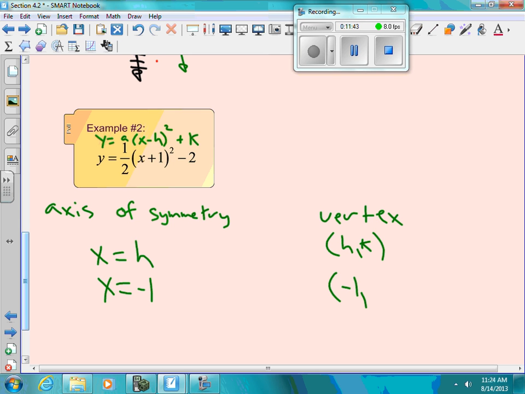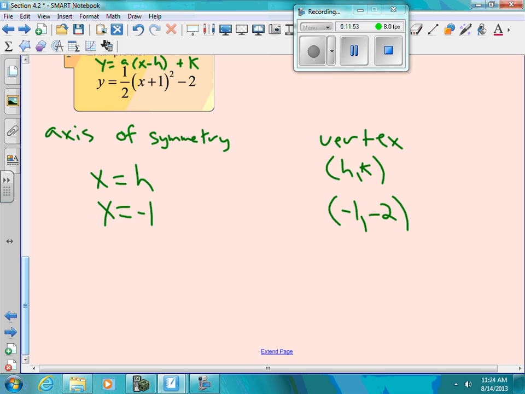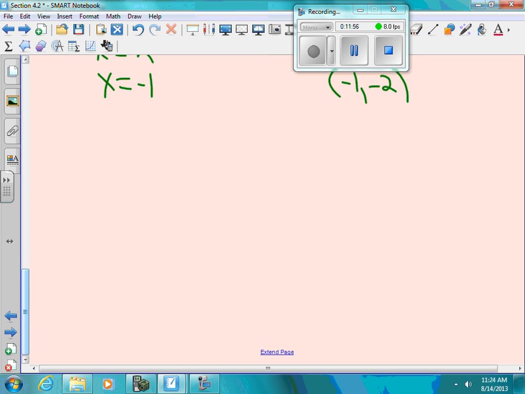Did I trick you? Did you say positive 2? I hope not. Because k, remember, it is what it is. If it's a negative number, then it's a negative number. If it's positive, it's positive. So we found the axis of symmetry. We found the vertex. Boom, boom, boom. Pretty fast. So we're going to grab those values.